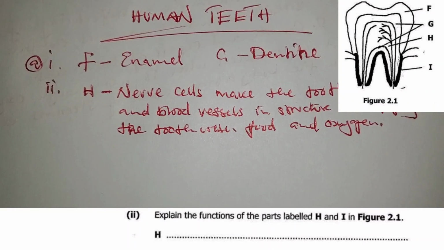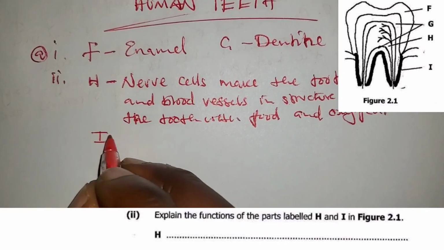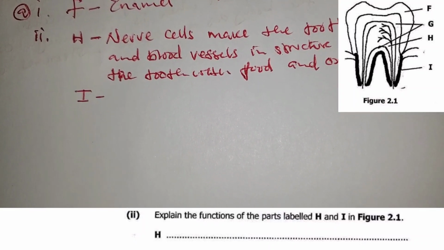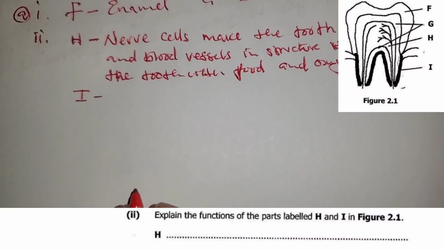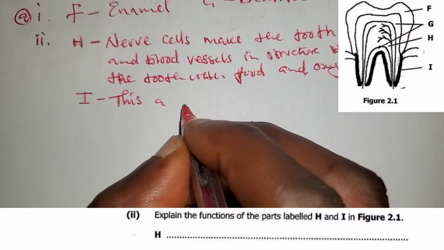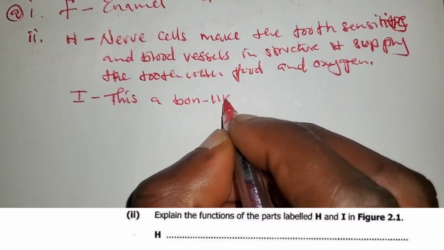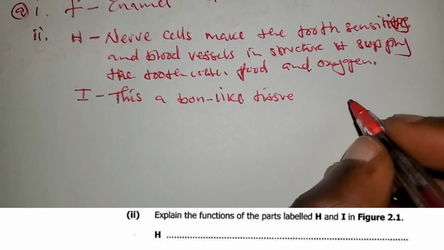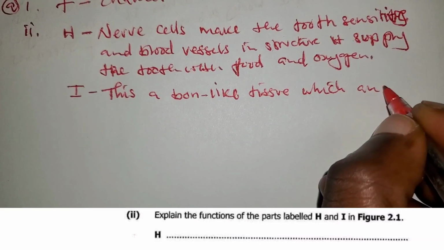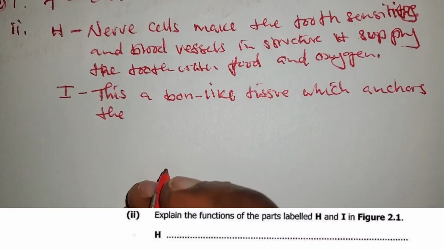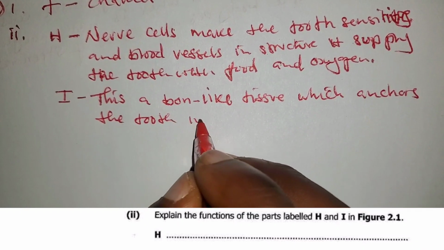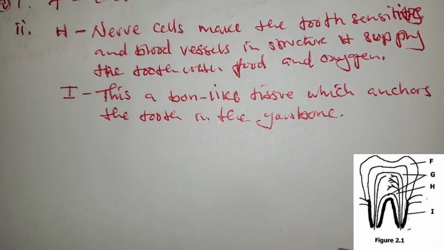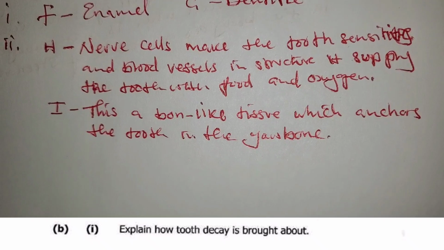Let's go to the function of the structure labeled I. This is a bone-like tissue which anchors the tooth in the jawbone. Its function is to anchor the tooth in the jawbone. Okay. Next question.